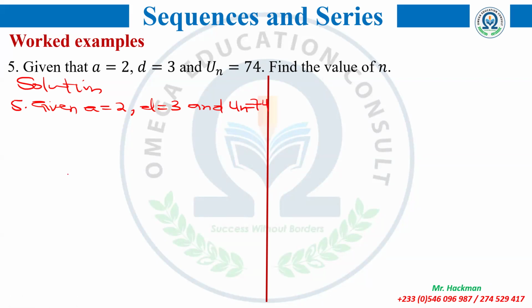So as the general formula says, U subscript n equals a plus (n minus 1)d. Very good. a is equal to 2, d is equal to 3, U subscript n is equal to 74. So U subscript n is equal to 2 plus (n minus 1) times 3. This implies U_n is 74. You get it.